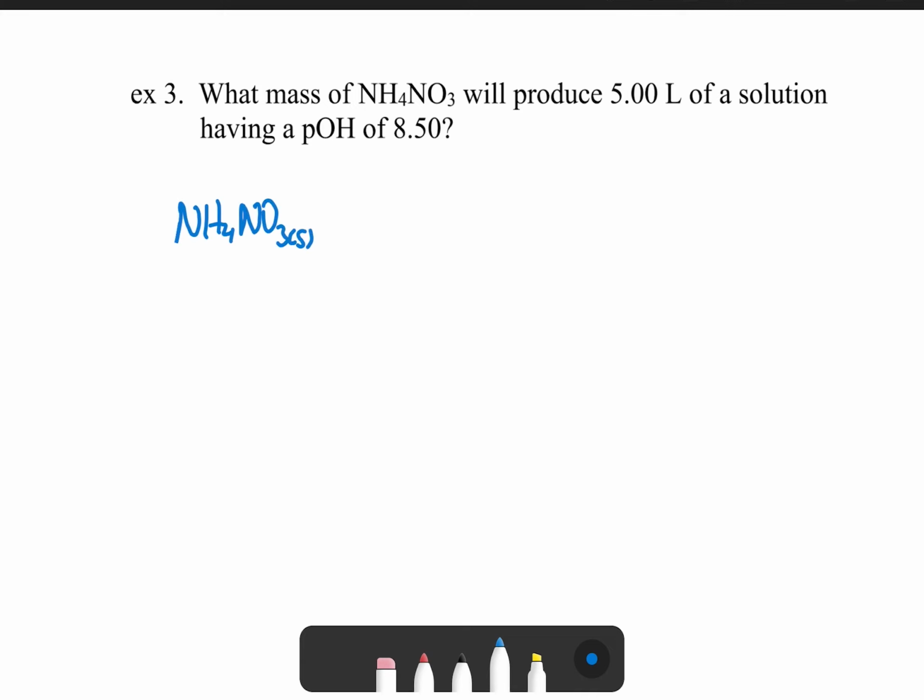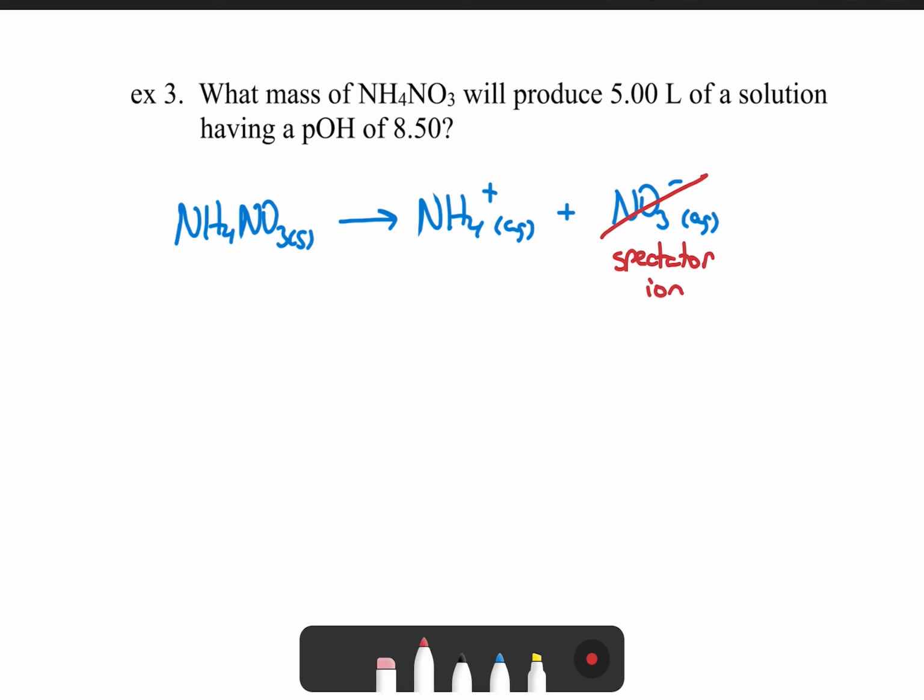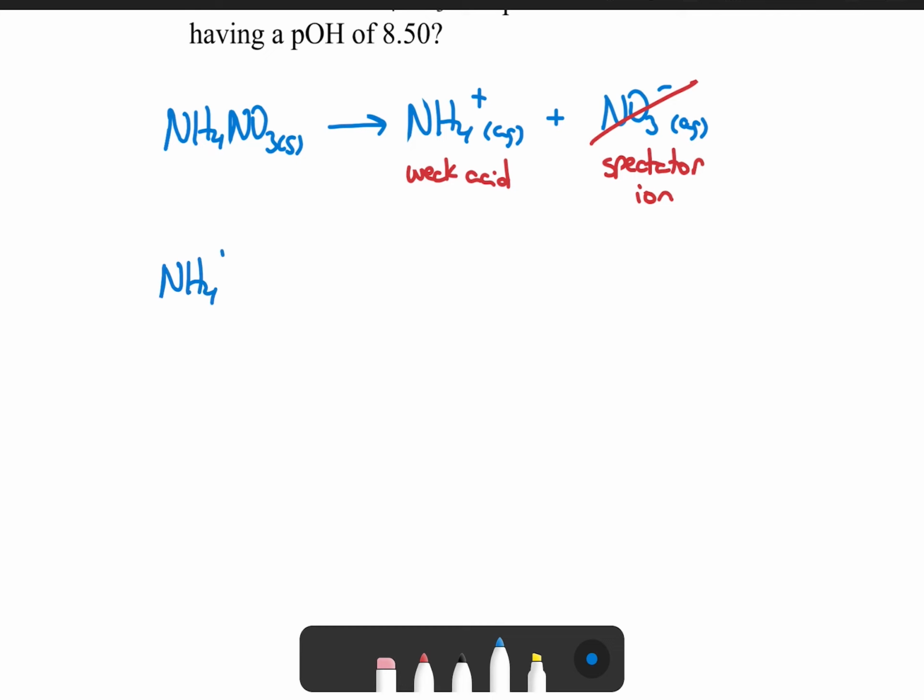Check for spectators and realize that NO3- is the conjugate base of a strong acid, HNO3. This will be our spectator ion and will not undergo any further reactions. But NH4+ we can identify as a weak acid. And being a weak acid, we can write its Bronsted-Lowry equilibrium.